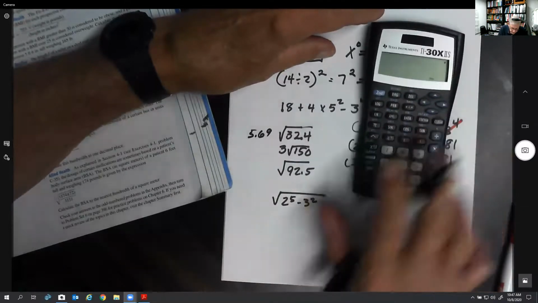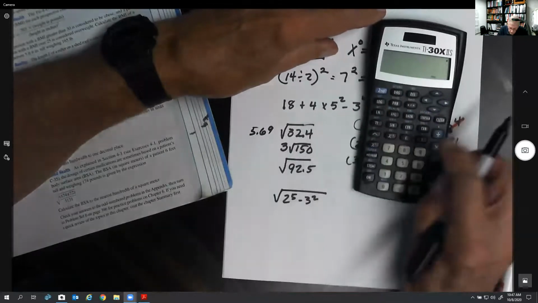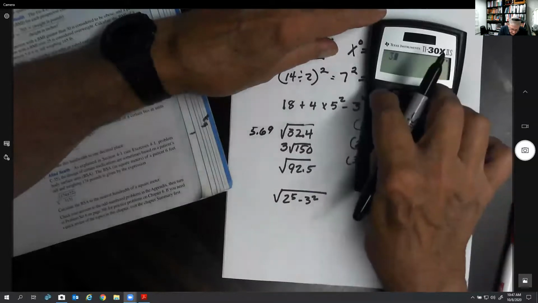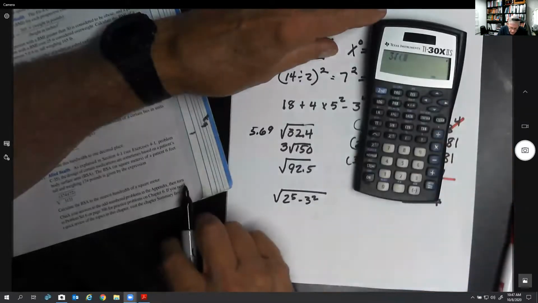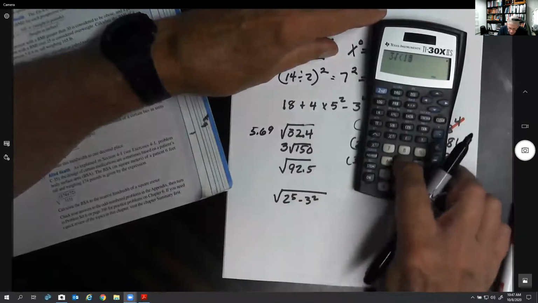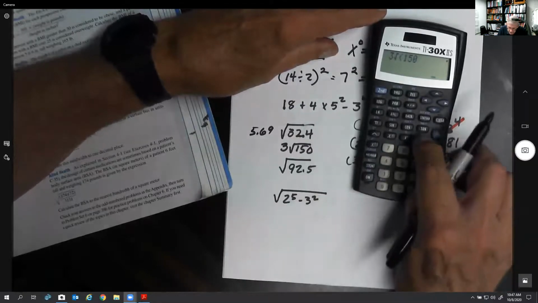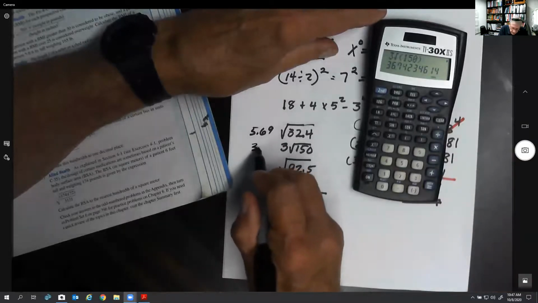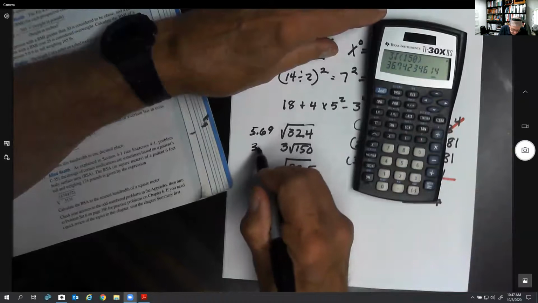What about this one? We're going to put in the 3 first. Going to hit second, x squared. See, I don't have to put a times or anything in there. 150, parentheses, equals 36.74.